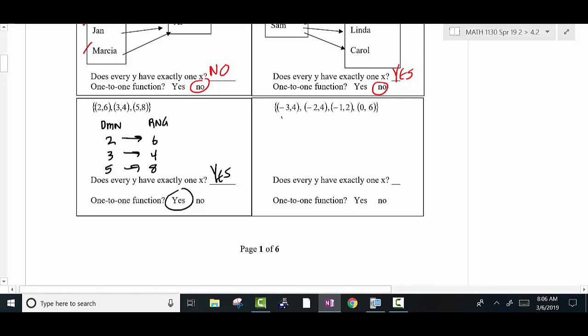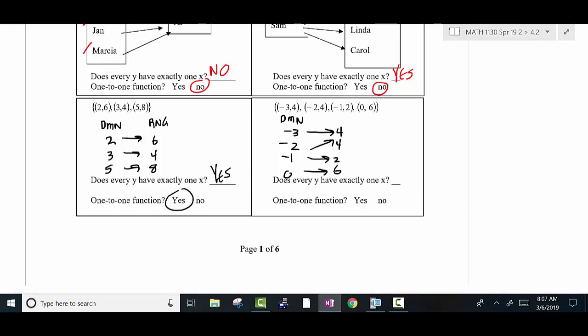And I'll do basically the same thing on this next one. The domain has -3 and -2, and both of those map to 4, so you can write that like that. Then we have a -1 that maps to a 2, and a 0 that maps to a 6. So again, to determine if it's one-to-one, ask the question, does every y have exactly one x? Is that yes or no? That's no. The problem is that number there, and I didn't have to put that 4 twice.